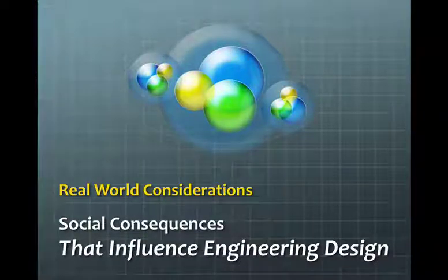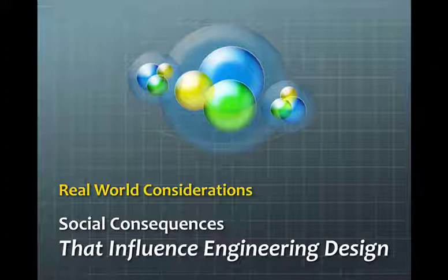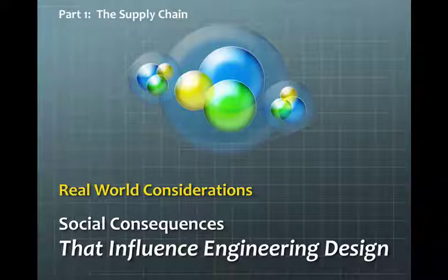Welcome back to our series on the social consequences of engineering design and engineered products. In this session, we will look specifically at social issues associated with the supply chain, from the extraction of natural resources to the assembly of a finished product.